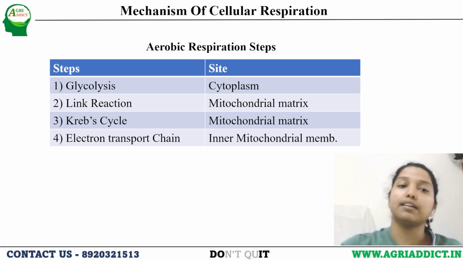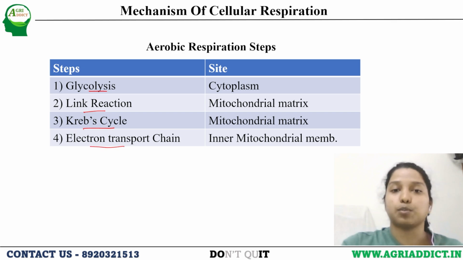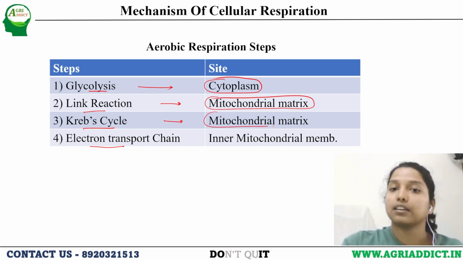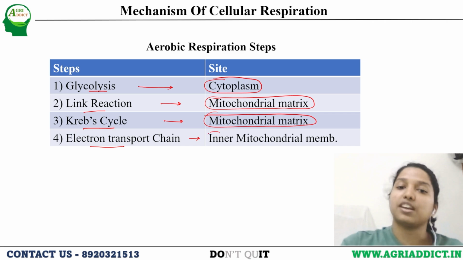So four steps are there. First is glycolysis, link reaction, Krebs cycle, and electron transport chain. So what are the sites of these processes? Glycolysis occurs in cytoplasm, okay? Whereas link reaction occurs in mitochondrial matrix. Krebs cycle occurs in mitochondrial matrix, and electron transport chain takes place in inner mitochondrial membrane.